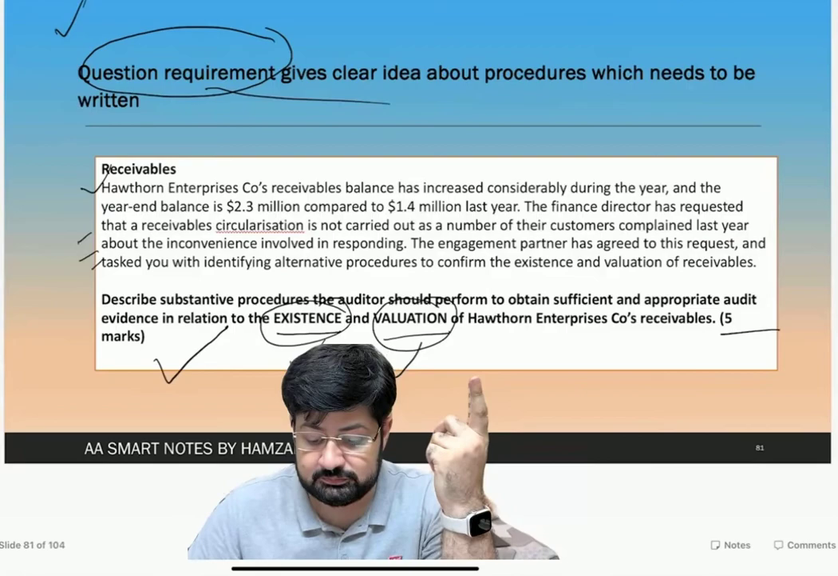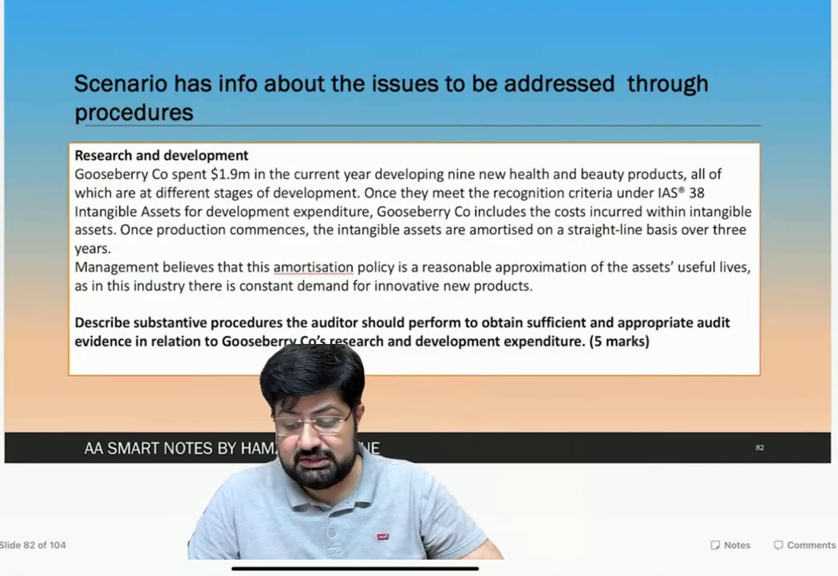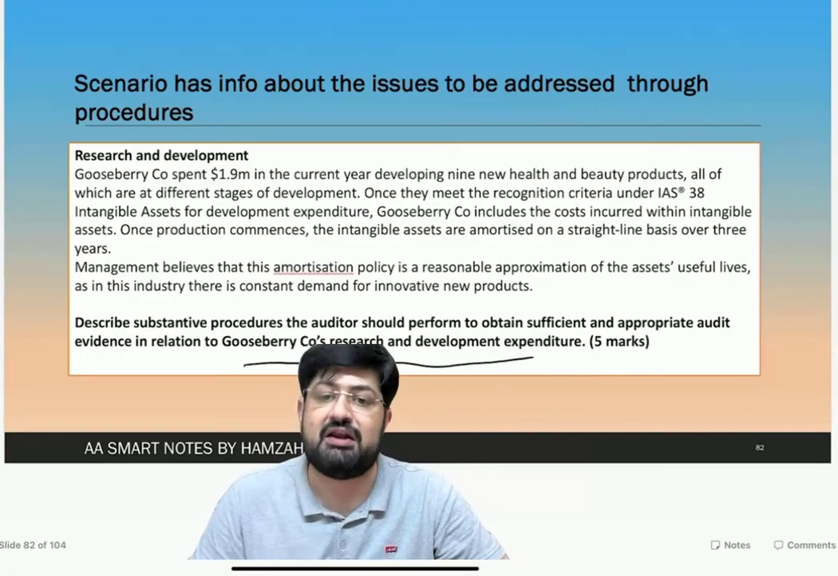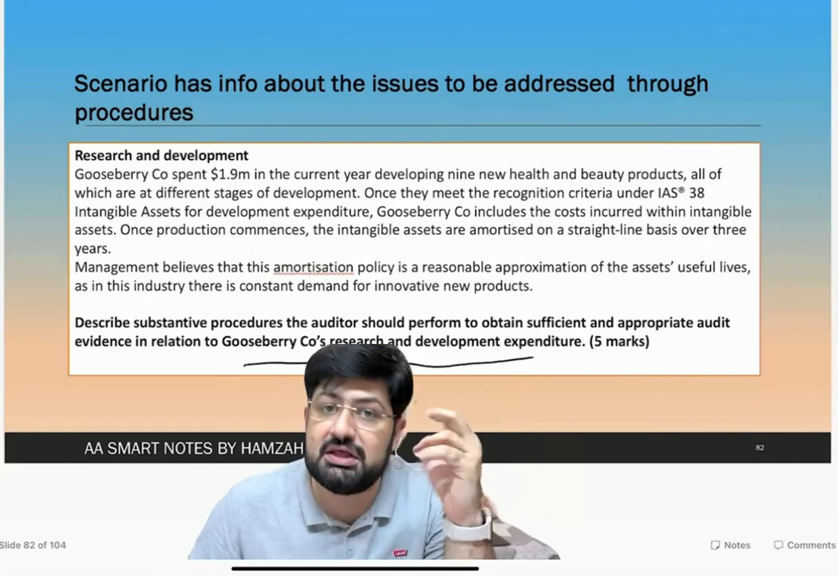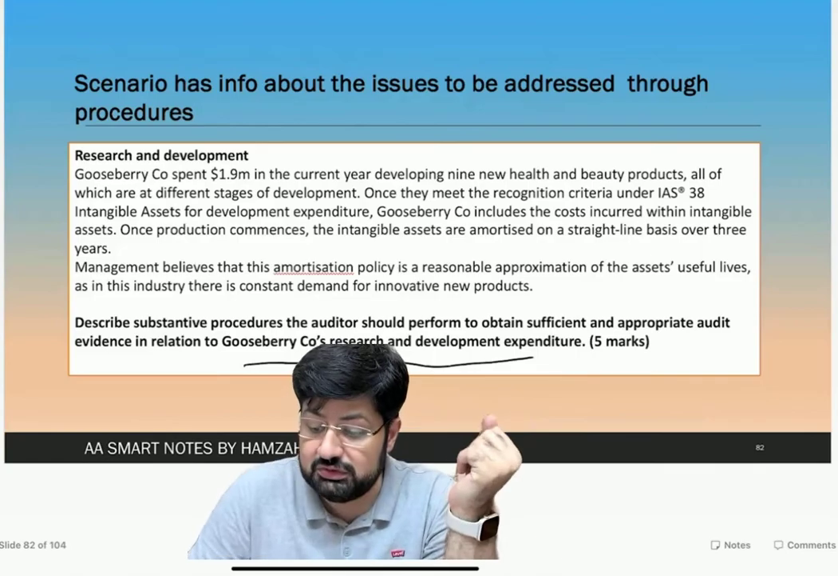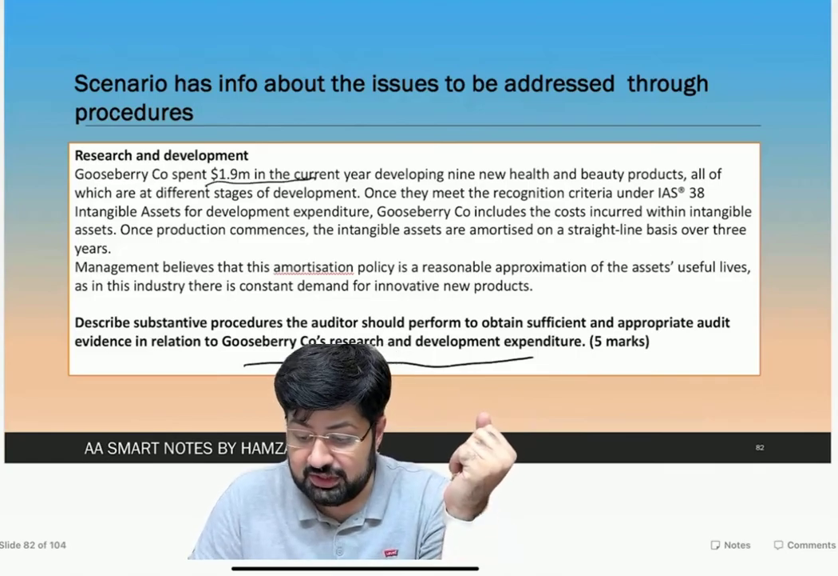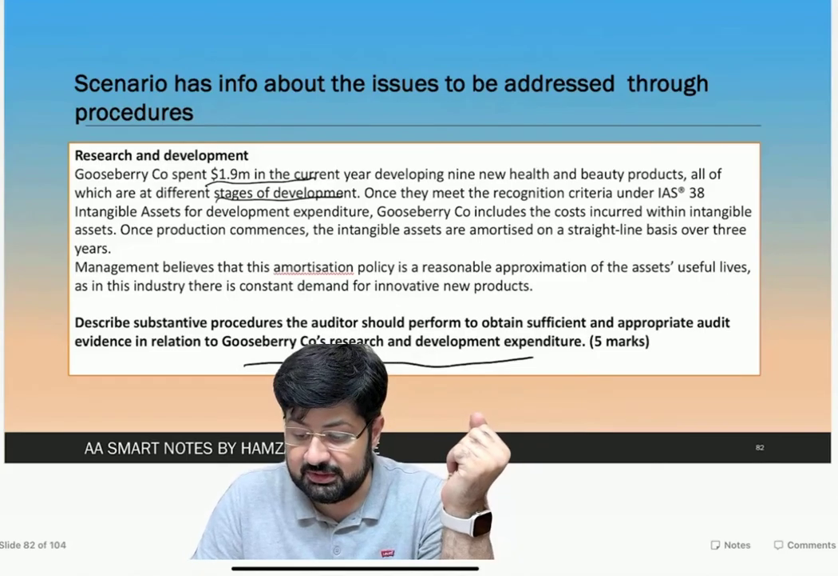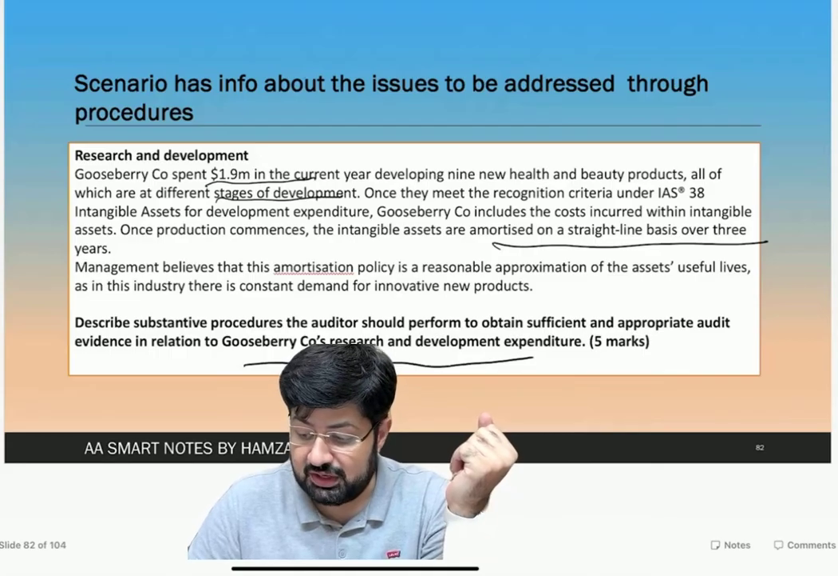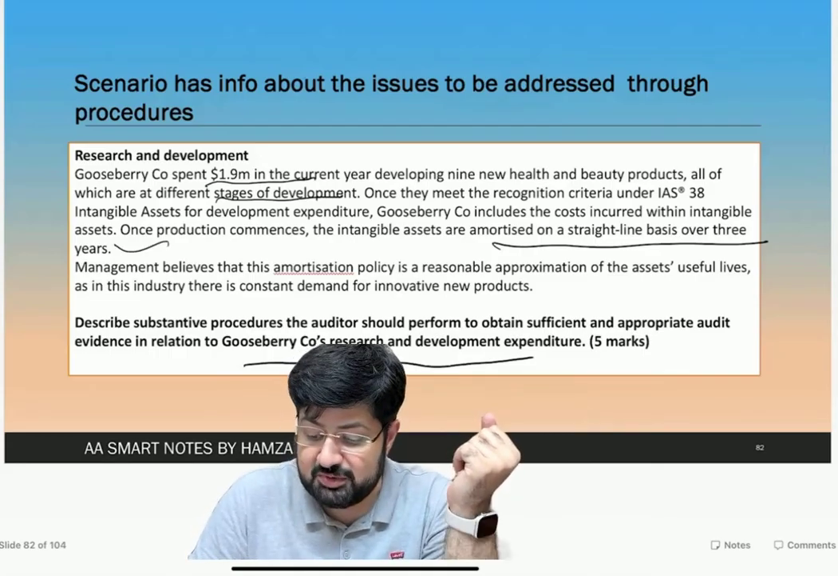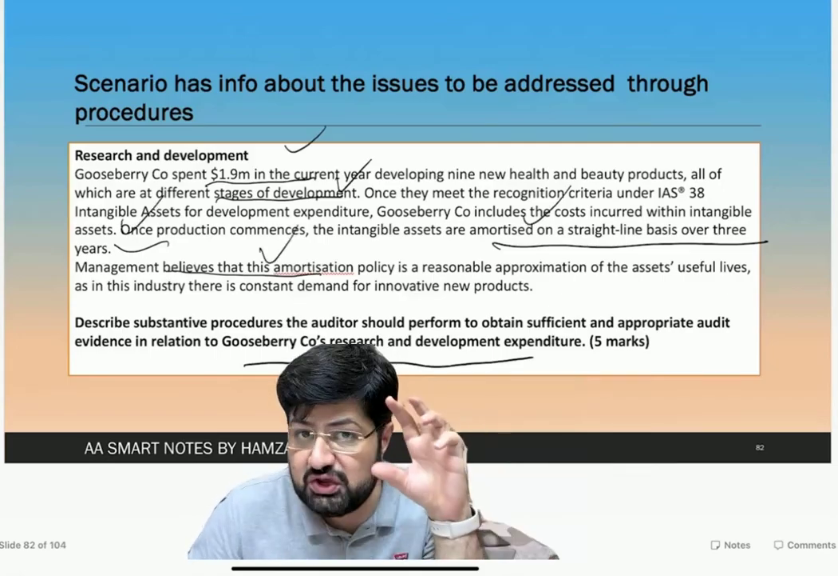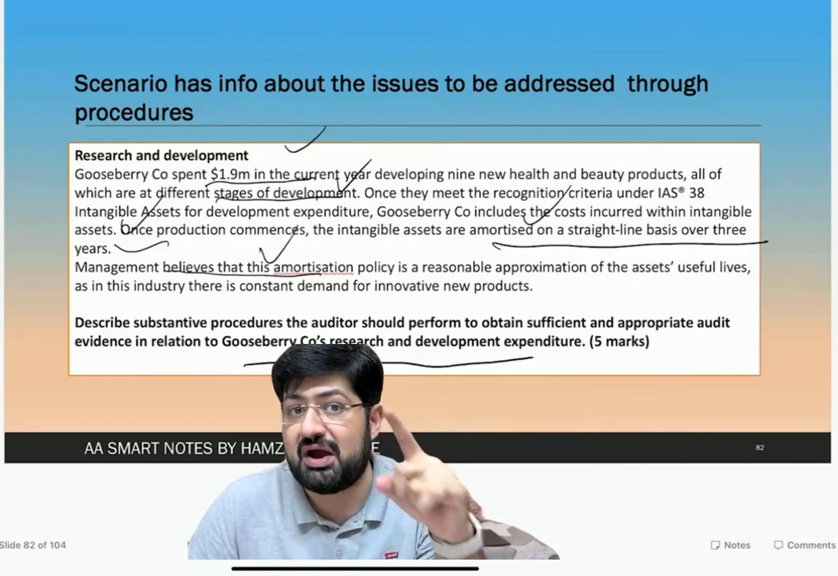Next, the requirement tells you that you have to write procedures on research and development expenditure, but there is no specific information in the requirement about which aspect. So the scenario has given you the 1.9 million. Yes, there are different stages of development. And yes, they are amortized on a straight line basis over 3 years, and it is the management's amortization policy. So these are different specific scenario-based details which should be addressed by substantive tests.